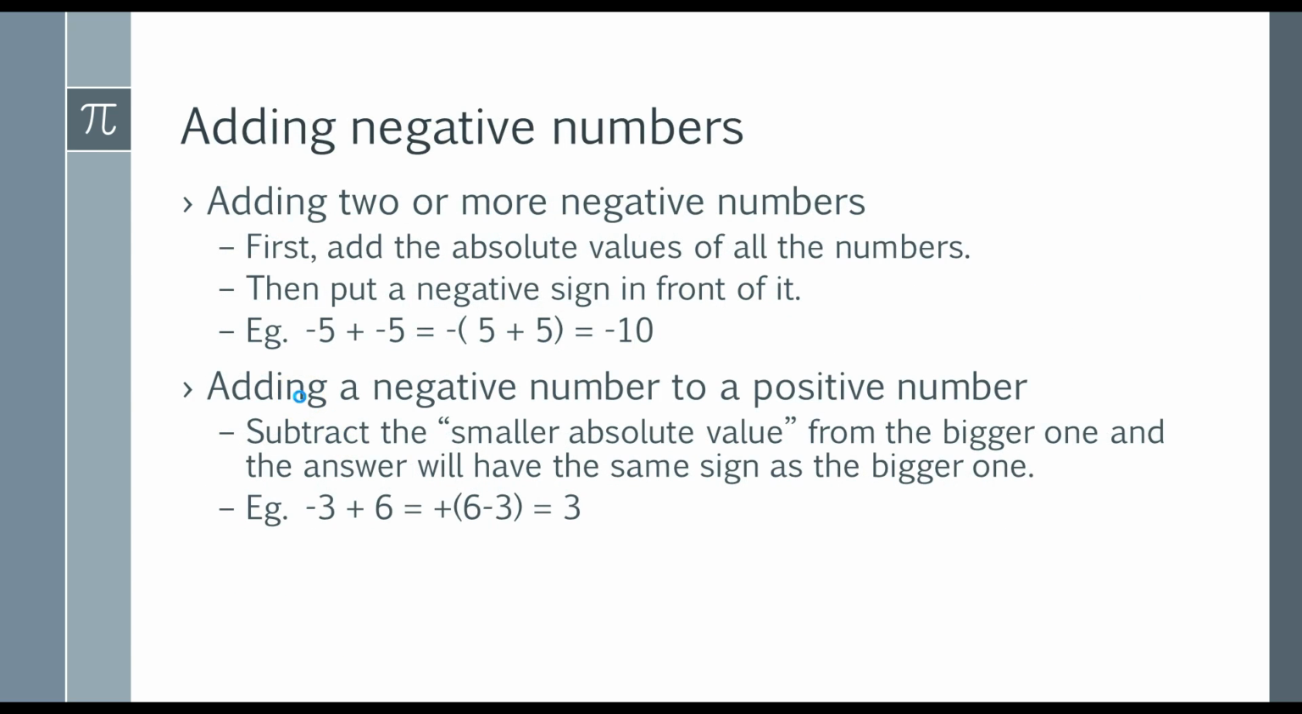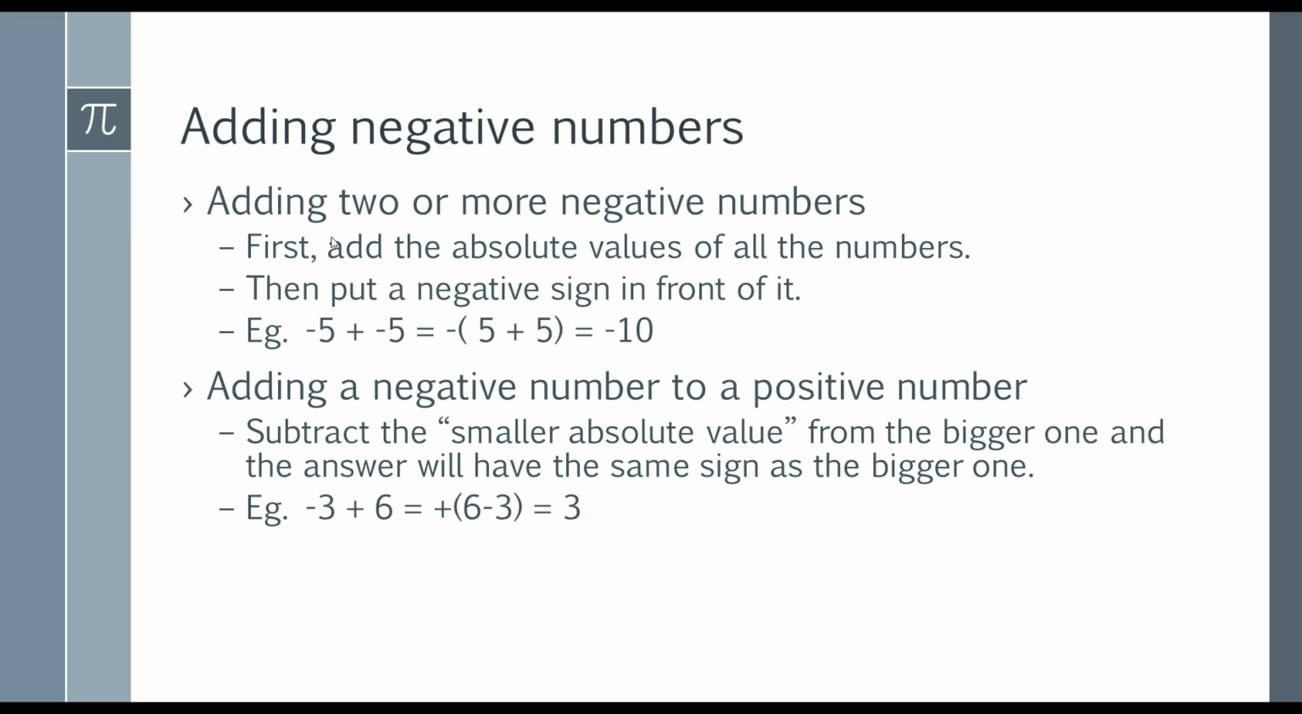So, adding negative numbers. When we add two or more negative numbers, we first add the absolute values of all the numbers, and then we put a negative sign in front of it. So here's an example, negative 5 plus negative 5. We just first add 5 and 5 because those are two absolute values, and then we stick a negative sign in front of it. So now it becomes negative, parentheses 5 plus 5, and that's equal to negative 10.